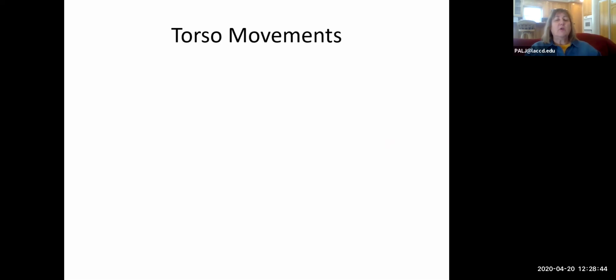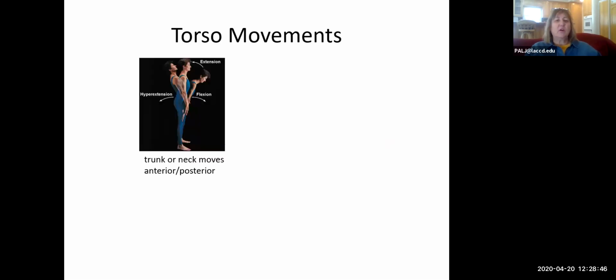All right, so movements related to the torso. If the trunk or the neck is moving anterior, that's going to be flexion. When you are in anatomical position, you are in extension. So when you look up at the sky at night to see the stars, that's not called extension, that's called hyperextension.